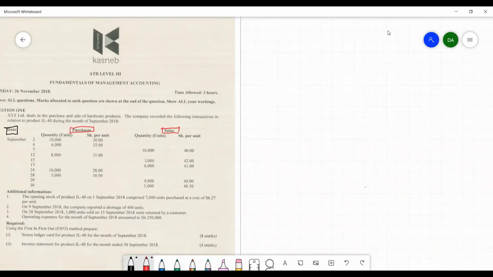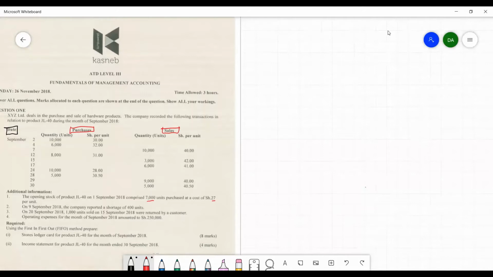In the additional information, we are told that the opening stock of the product JL40 on 1st September 2018 was 7,000 units purchased at 27 shillings per unit. On 9th September, the company reported a shortage of 400 units. On 20th September, 1,000 units sold on 15th September were returned by a customer. Operating expenses for the month of September 2018 amounted to 250,000.